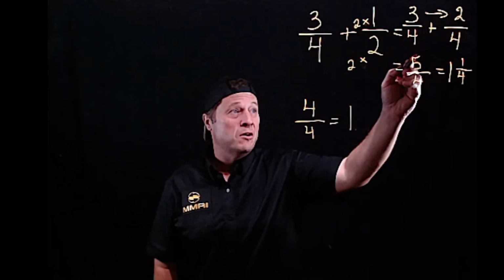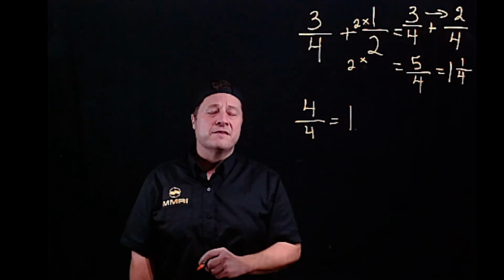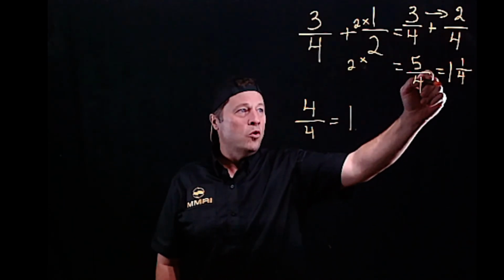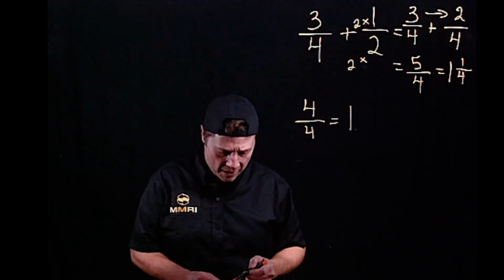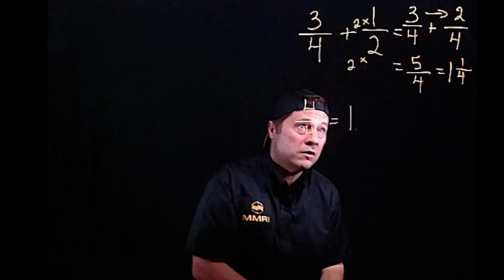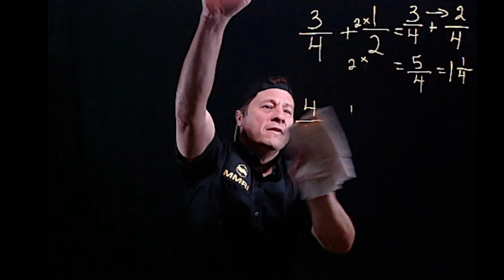So in this case, we're talking about 5 of 4 pieces, which is actually one whole piece and a quarter of another. That's how we want to work this out. So that's just a quick review of adding fractions.